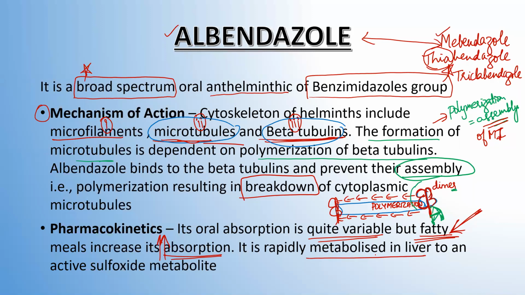It is rapidly metabolized in the liver, like the majority of the drugs that we have, to an active sulfoxide metabolite. So these 3 points you have to remember with respect to albendazole. Its absorption is quite variable. You need to have fatty food, right? And it is rapidly metabolized in the liver to an active sulfoxide metabolite. So just remember this sulfoxide metabolite.